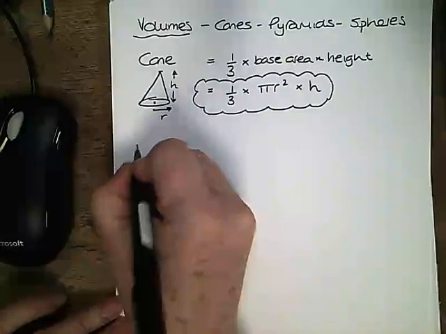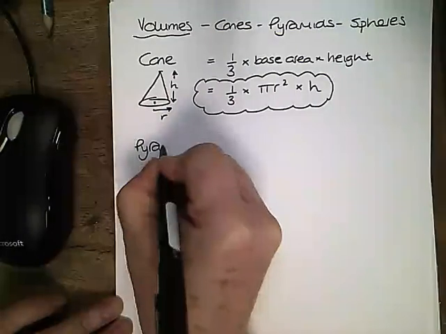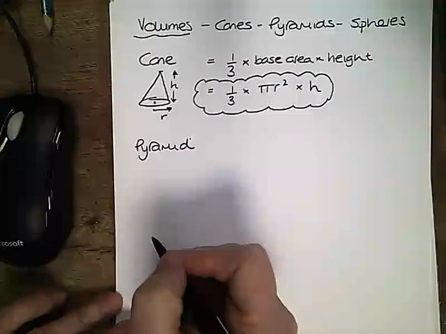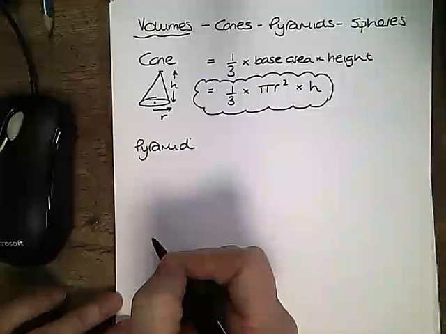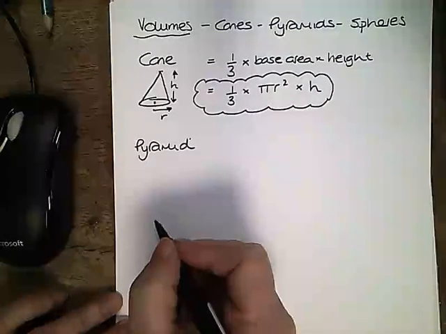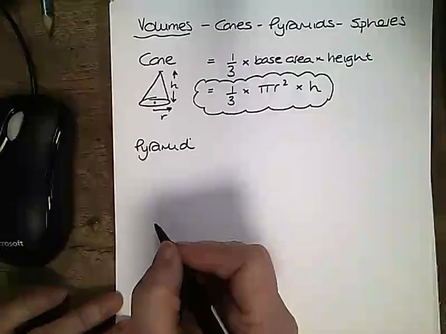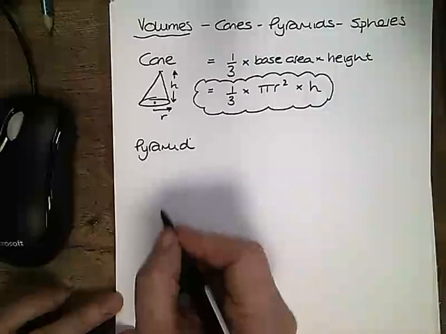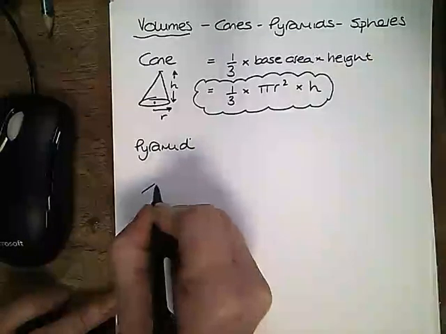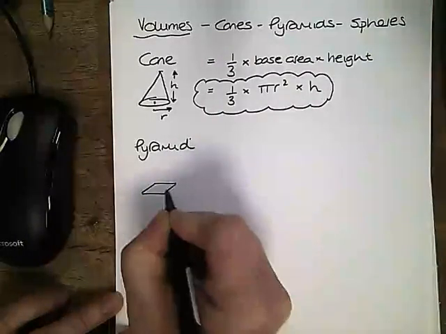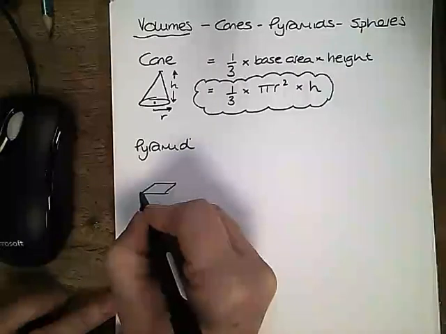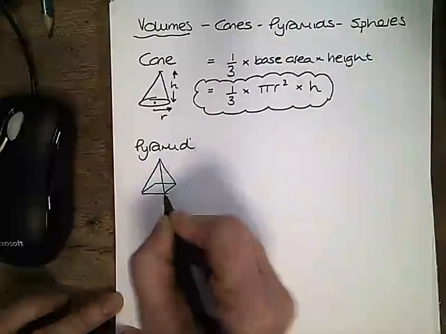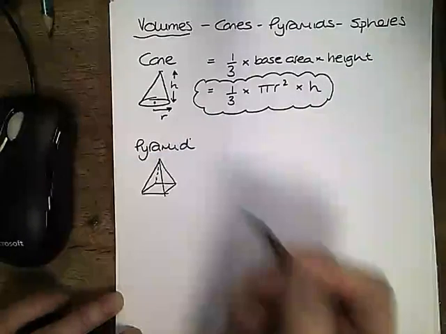When we have a pyramid, and a pyramid could have any sort of base, it could be a triangular based pyramid or a square based pyramid or a rectangular based pyramid, or even something like a pentagonal based pyramid. I'm just going to sketch a square based pyramid, and we would have edges going up to the top like this, and that's the hidden one at the back.